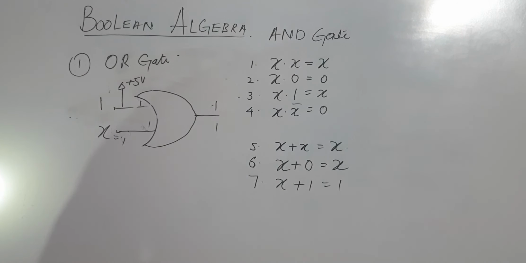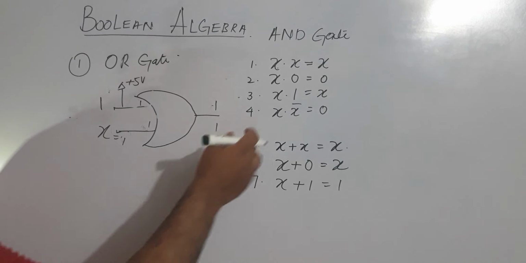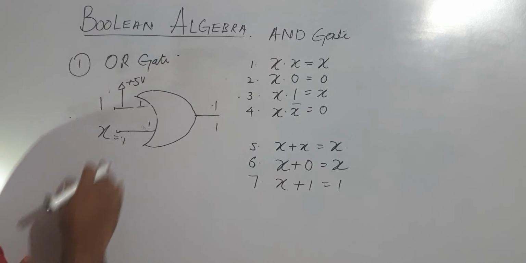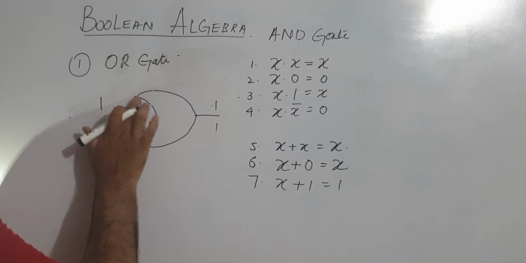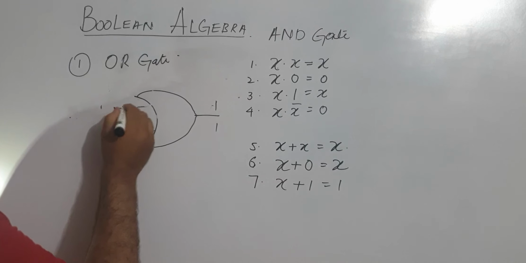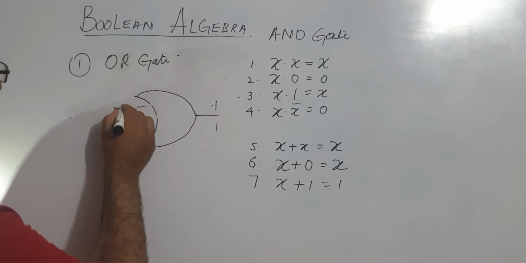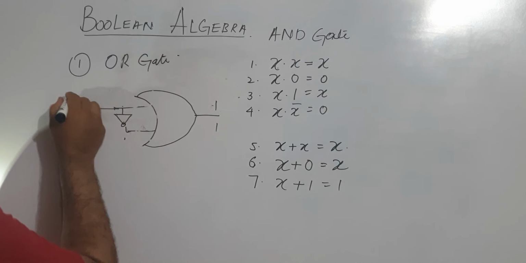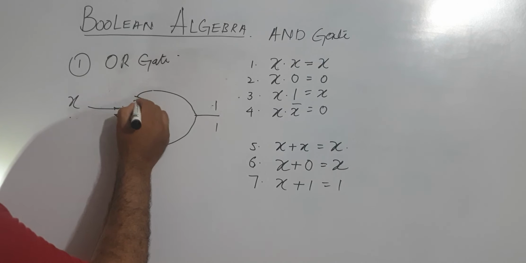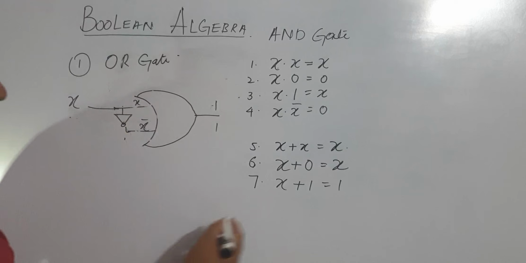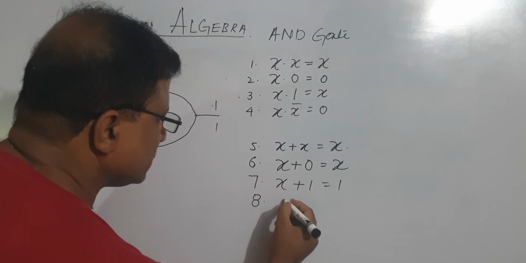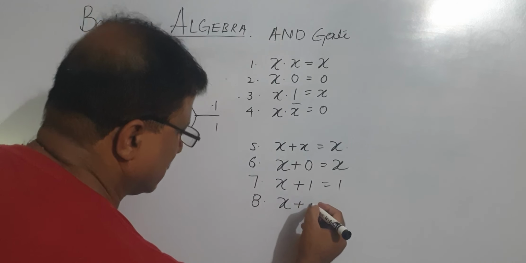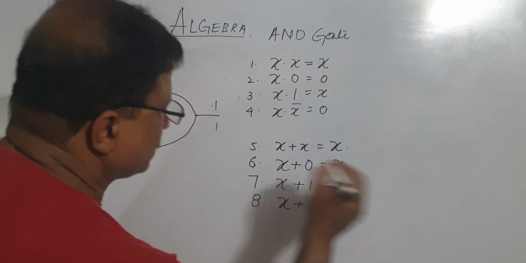So we have this type of situation, and let's talk about the fourth situation or condition in the case of the OR gate. Let's connect the NOT gate here and make only one input here, x. This is x input and this is x complement input. So here we can see that we will have x plus x complement. What should be the output?